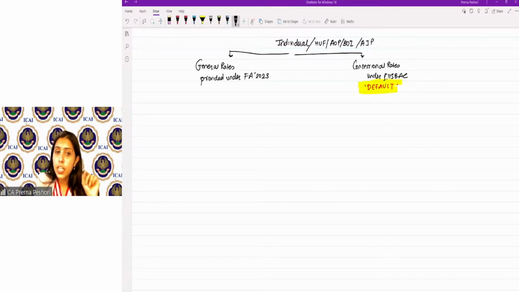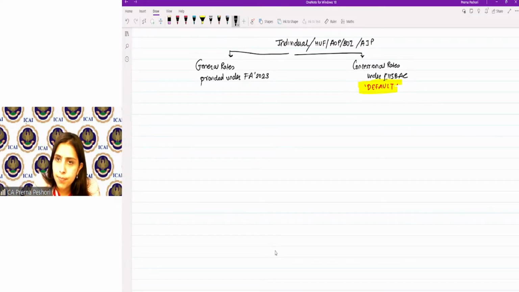So whatever tax rates are given in chapter 12 will prevail. So if long-term capital gain is going to be taxed at 20% or 10% under 112, 112A, that will continue to be taxed at that rate. Because 115 BAC says, notwithstanding anything contained in this Act, but subject to the provisions of this chapter, meaning the tax rates which are given in this chapter will continue to hold good. I will not override this chapter. I'm overriding the entire Act, but I will not override chapter 12, which consists of the special rates of tax. So if there is long-term capital gain, short-term capital gain, or any other income which is taxable at the special rate, that particular rate will be applicable.